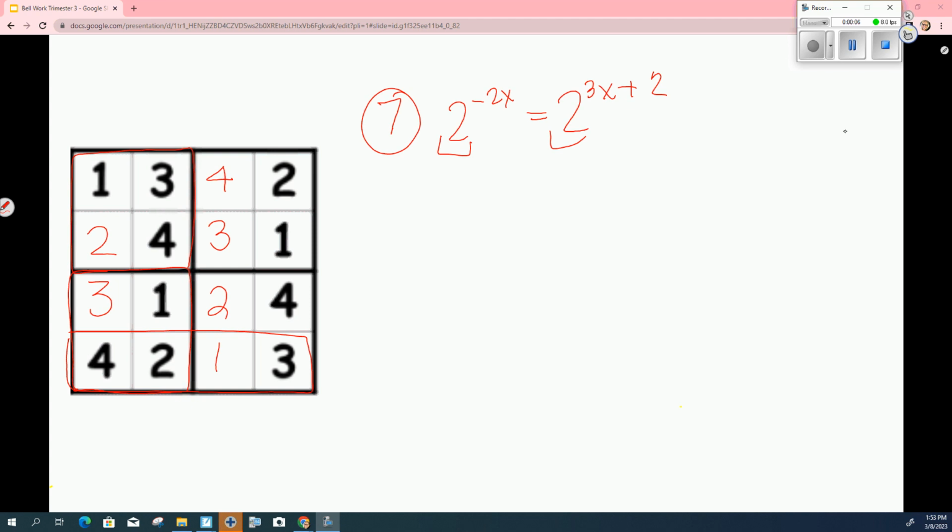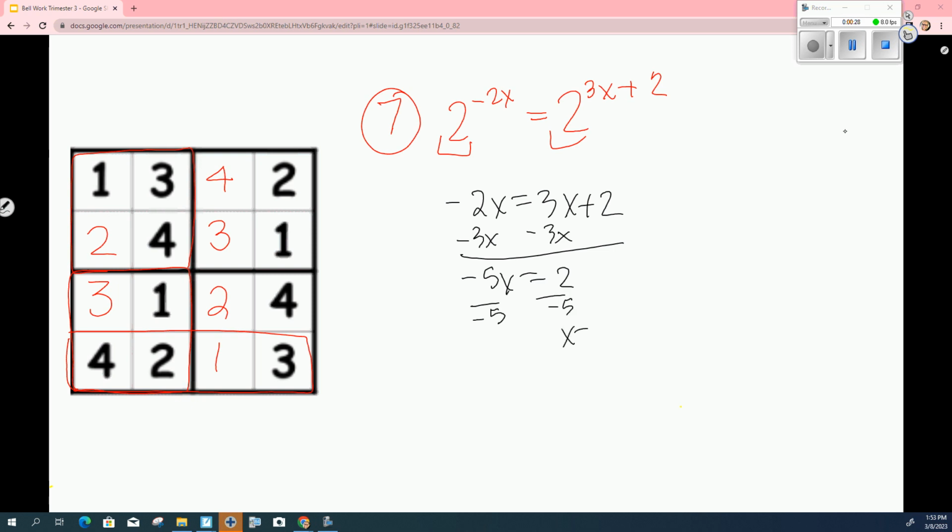Okay, when you have the same bases, what can we do with the powers? We're going to set them equal to each other, and then we'll solve. So this one I'm going to subtract 3x on both sides, because I need to get them over to the same side before I can solve. What did we say that was? 2/5 is 4/10.